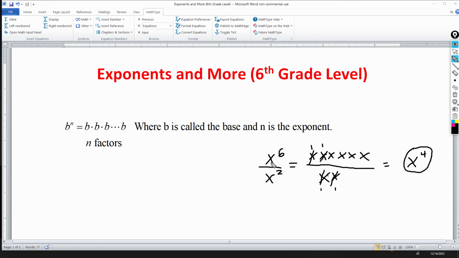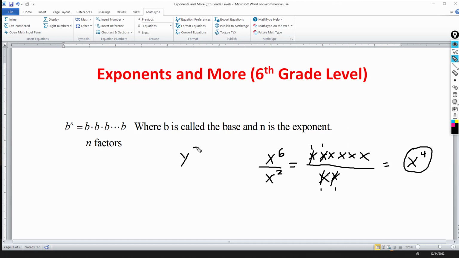So what does this tell me then? This tells me that if I have a base to a power divided by the same base to another power, notice, subtract the exponents, 2 from 6. 6 minus 2 is 4, because that's what we did here. 6 factors, and then 2 factors, and then we just canceled those out, and we get the same thing if I subtract the exponents.